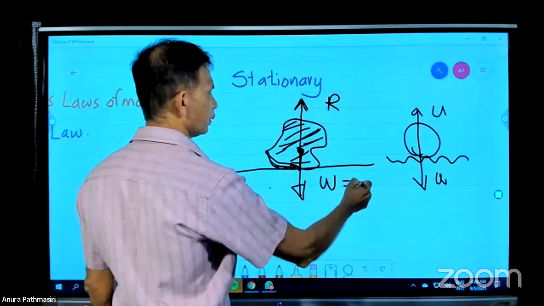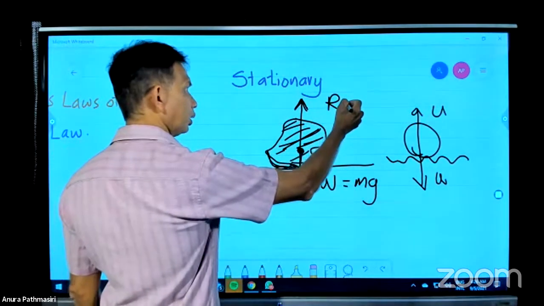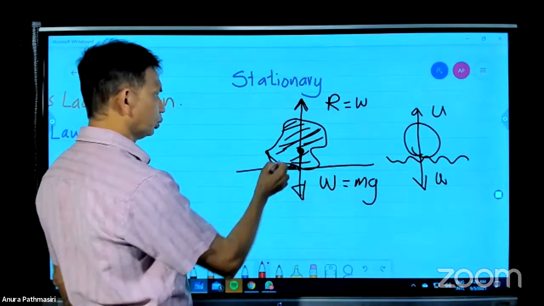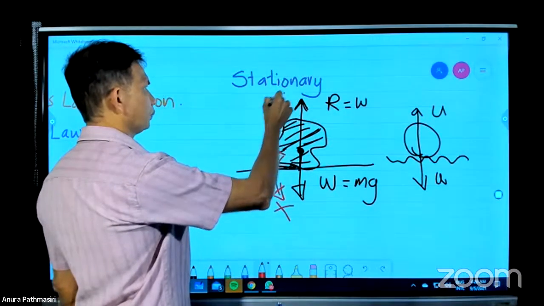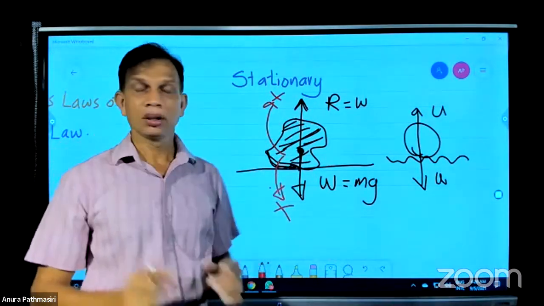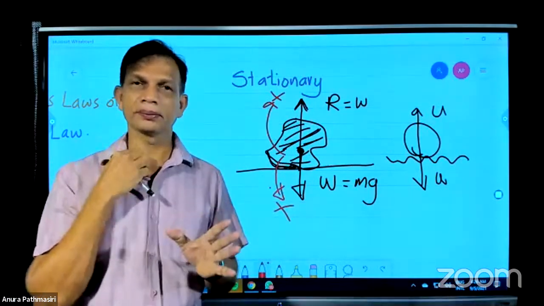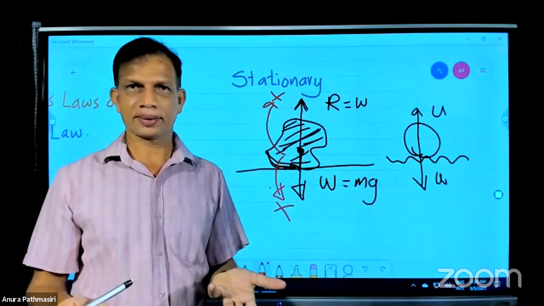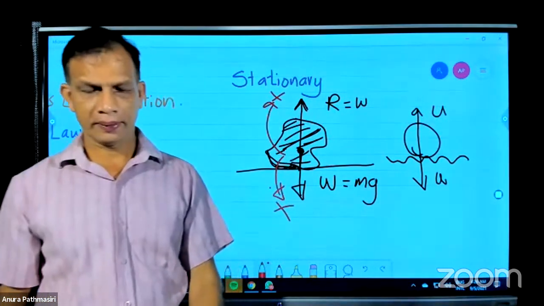W equals mg, as I told you earlier. So R is also equal to W. Therefore, no motion downwards or upward. No upward motion, no downward motion. So the forces acting on the object are at equilibrium. The object is at rest. So Newton refers to that sort of object.